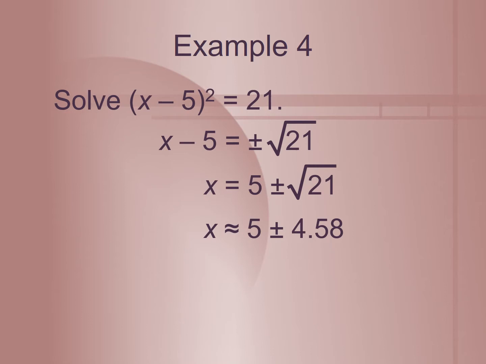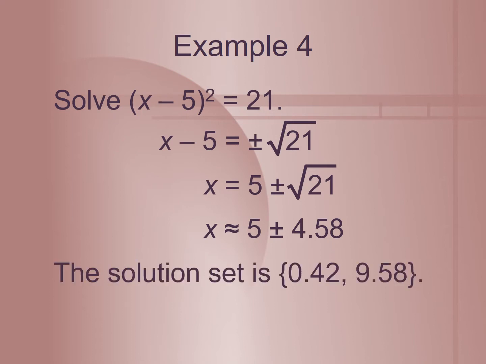However, if we needed to because we were looking at a word problem, or we needed something a little bit more specific because we're looking at it in terms of feet or inches or some sort of problem that we're solving, then we would go ahead and say that our solution is 5 plus 4.58, which would be 9.58, or 5 minus 4.58, which is 0.42. And so we could say that our solution set is 0.42 and 9.58.